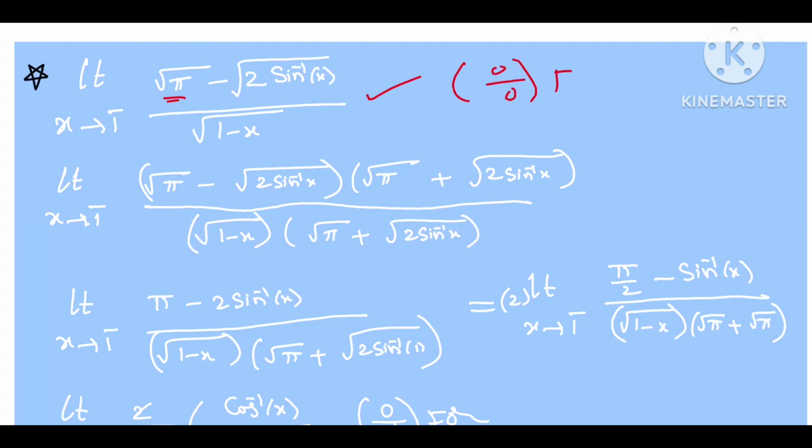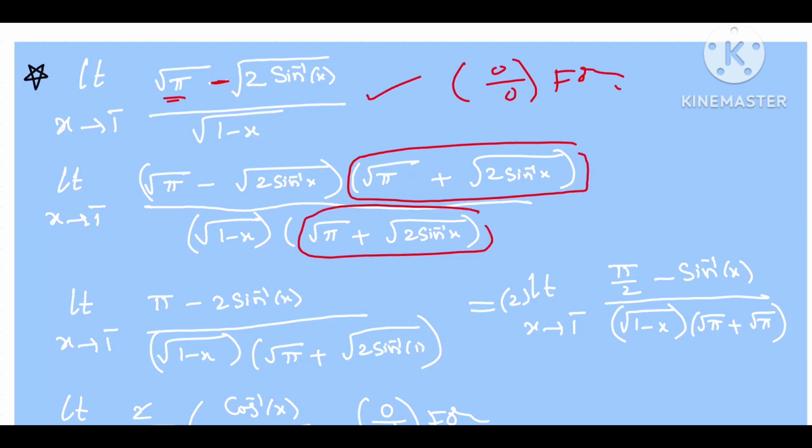Limit x tends to 1 minus. What is the numerator value here? Root pi minus root 2 sin inverse x. So you divide and multiply by root pi plus root 2 sin inverse x. Here in the numerator we should use a minus b into a plus b. What is the formula? A square minus b square. A square we get root pi whole square, root square gets cancelled. Here root 2 sin inverse x whole square, root square gets cancelled.